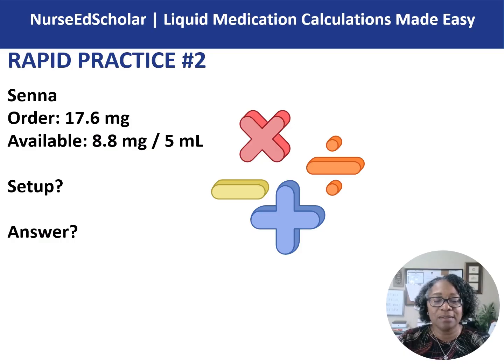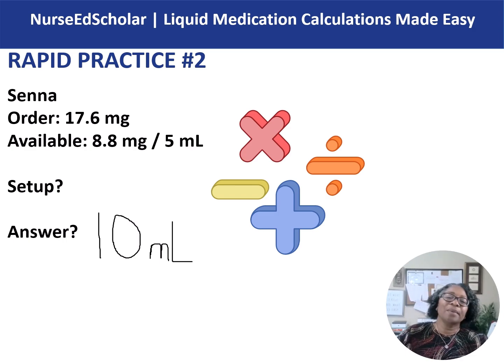All righty. So hopefully you got this. I didn't mean for them both to be the same answer. So, before you give Senna, we said it's for constipation, you want to assess your patient's bowel pattern. Do they have any abdominal pain? You want to rule out any kind of bowel obstruction. You want to see if their abdomen is distended. Okay. And I have one more practice question.